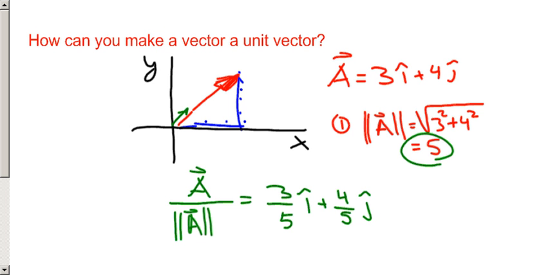And this is an important skill for us to do mostly for next lesson when we start looking at multiplying vectors and dot and cross products. But for now, this is just a skill. The idea is how can we take a vector of any length and turn it into a unit vector?